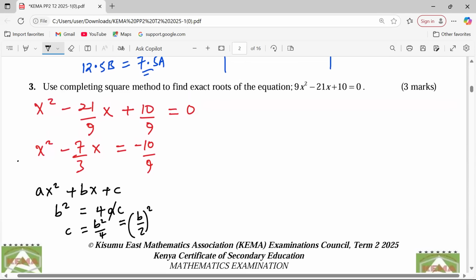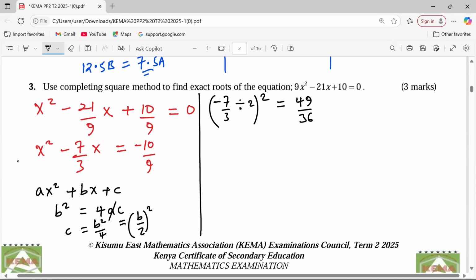So in a perfect square where the coefficient of x squared is 1, the constant that will help us realize a perfect square on our left-hand side is given by b over 2, squared. Therefore, do we know the value of b in our expression? Yes, the value of b is negative 7 over 3. This should be divided by 2, then we square. We get negative 7 over 6, then squared, so we get 49 over 36.